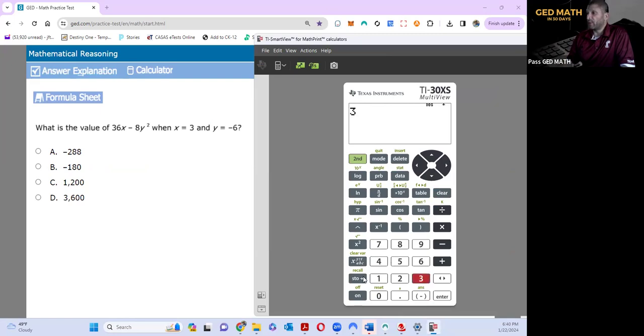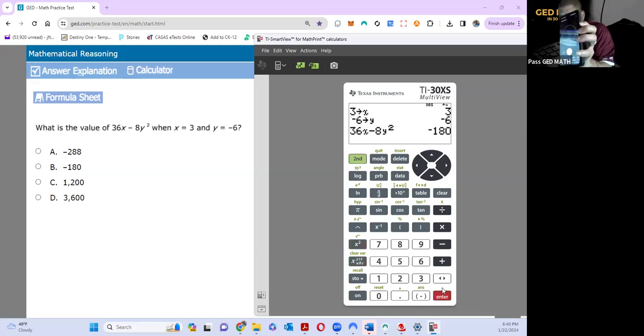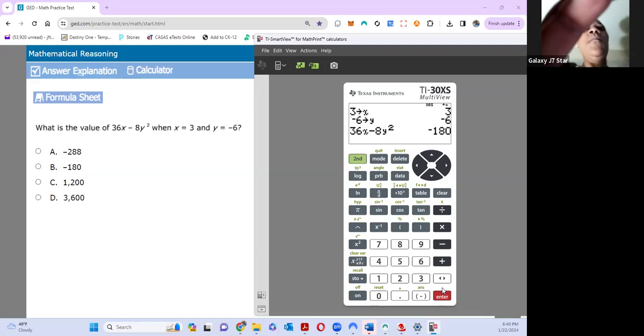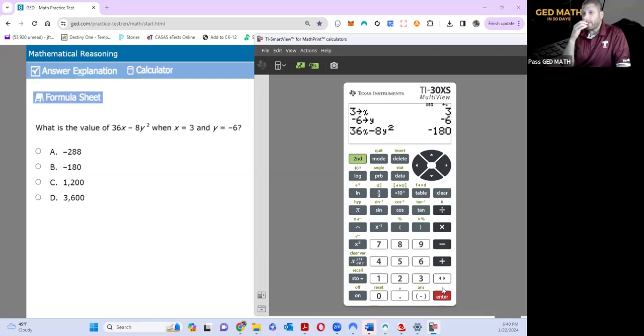Boom. 3 store X, enter. Minus 6 store Y, enter. 36X minus 8Y squared. I'm done. That took me 11 seconds, 12 seconds. Can you see that? Yes. I got the same answer in 12 seconds. And that's what I'm trying to tell you.